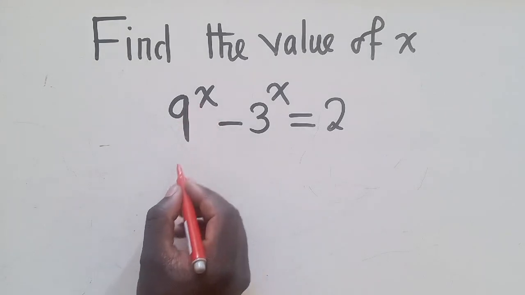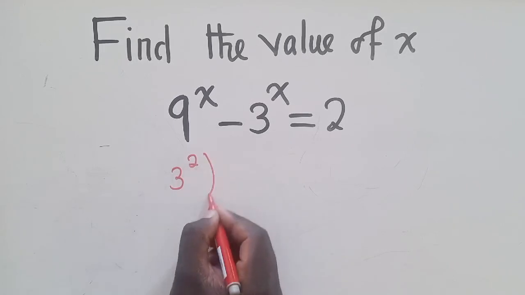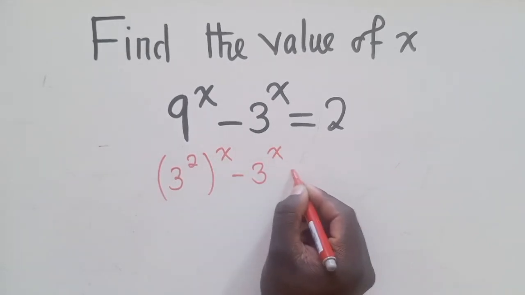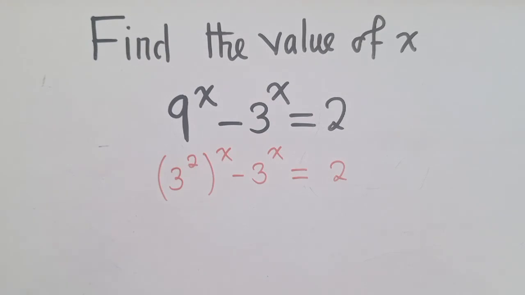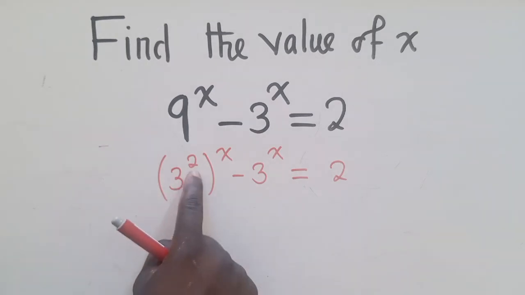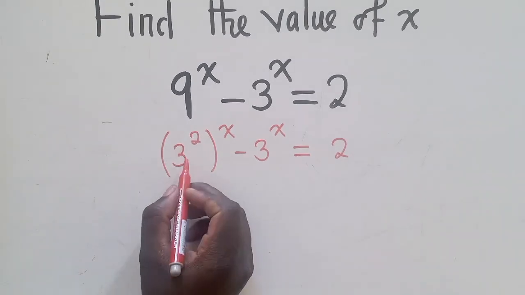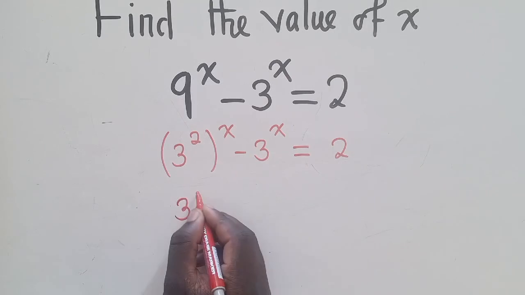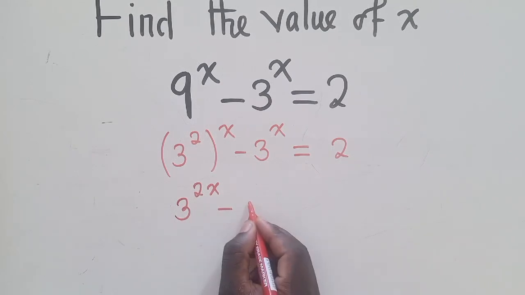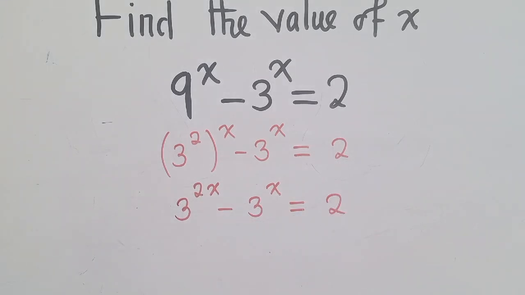We apply the laws of indices here. We know that we can write this as 3 power 2 and x, minus 3 power x is equal to 2. Of course, everybody knows that 3 power 2 is equal to 9. With the laws of indices, when you've got power to power, you multiply the powers. So this will simply give us 3 power 2x minus 3 power x is equal to 2.